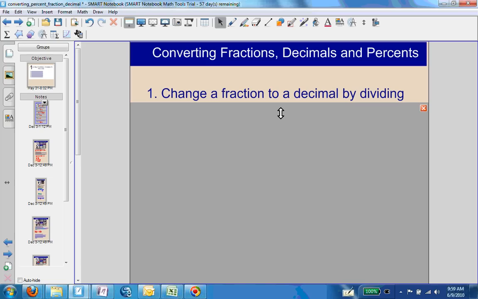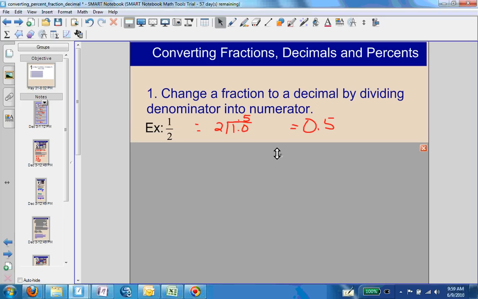When you change a fraction to a decimal, you want to start by dividing the bottom into the top, or the denominator into the numerator. So for example, if I have 1/2, I'm going to divide 2 into the numerator 1. And I'll need to change that into 1.0. So 1/2 equals 0.5 because 2 goes into 1.0 0.5 times.